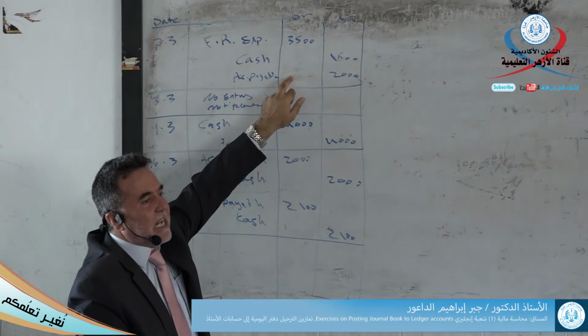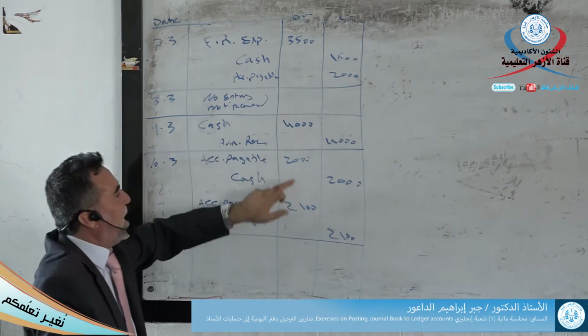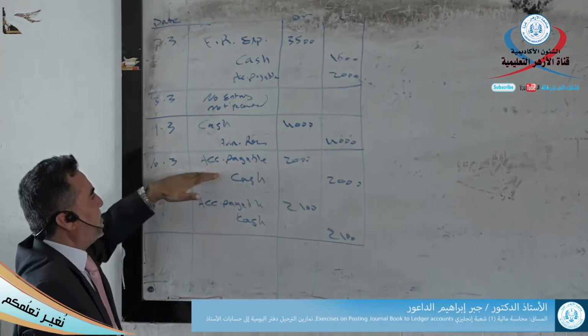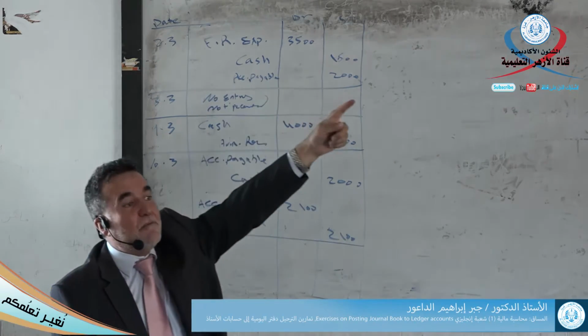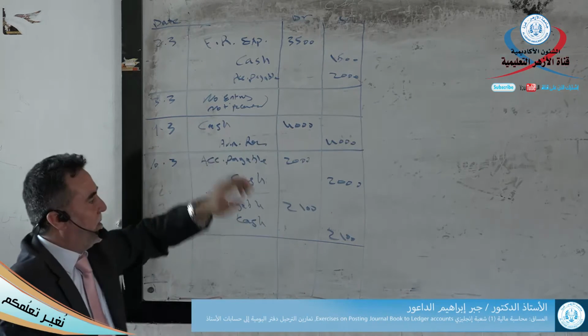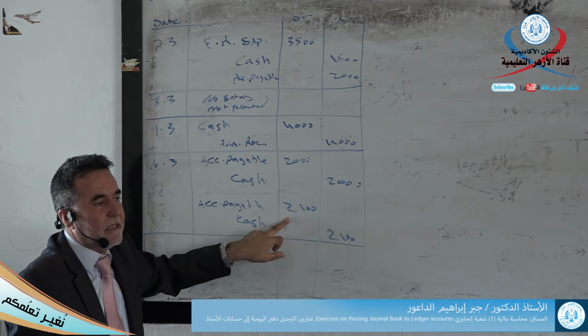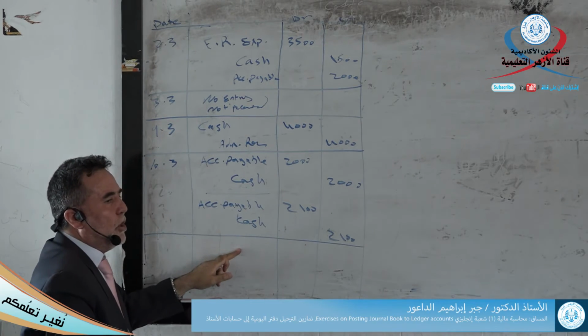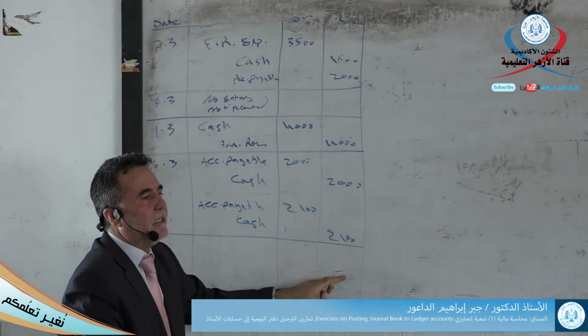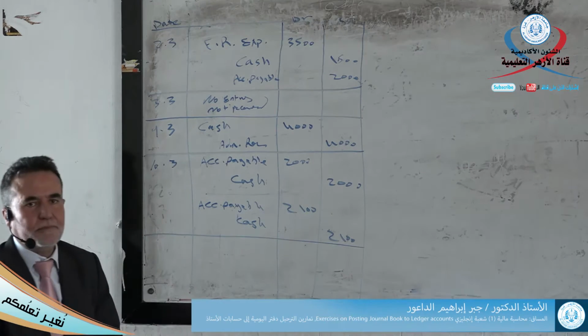In the first transaction he paid 2000. So accounts payable to cash 2000. From the 1st of March he paid 2100. So the entry will be accounts payable to cash 2100.